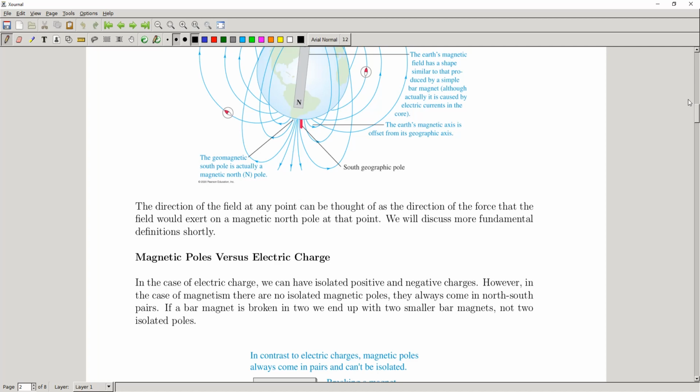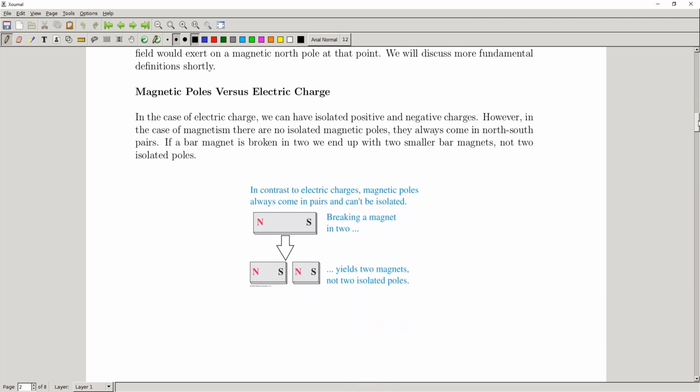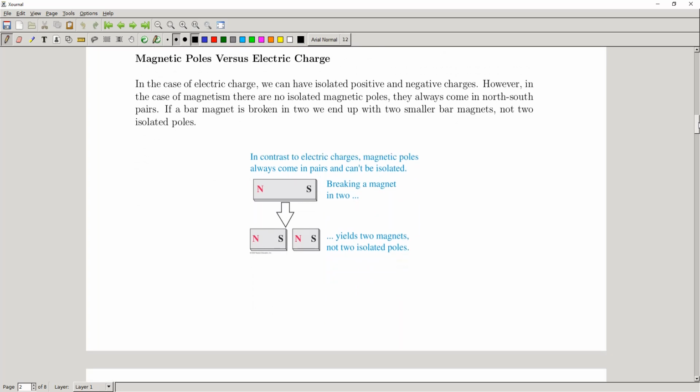Okay. So now we want to take a quick look at some of the differences between magnetic poles and electric charge. The main difference that we're going to be interested in is what's illustrated here in this diagram. In the case of electric charge, we can have isolated positive and negative charges. We can easily have just a positive charge or a negative charge, or some combination of the two, like we might find in an atom. We have our negative electrons zipping around our positive nucleus and so forth.